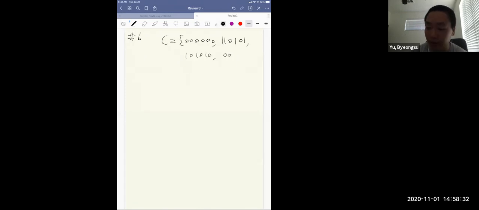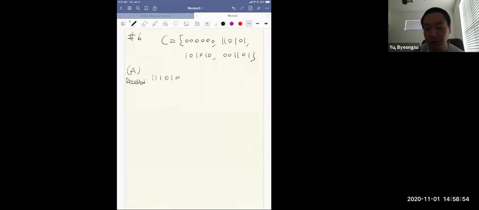In number 6, we have a binary code, which is 00000, 11010, 101010 and 001101. And part A asks us, what is the received message? 111010 is the received message. It should be decoded when we use nearest neighbor decoding, right?